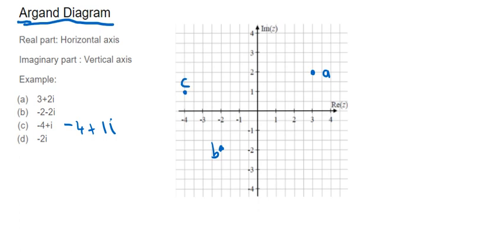And then D is minus 2i, so it doesn't really have a real part here. But remember again, if there's nothing there for the real part, you can just say it's 0 minus 2i. So I'm starting at 0, so I'm not going left or right because it's just 0. And then I'm going down to 2. So the point would be there. That would be D then. So that's 0 minus 2i.